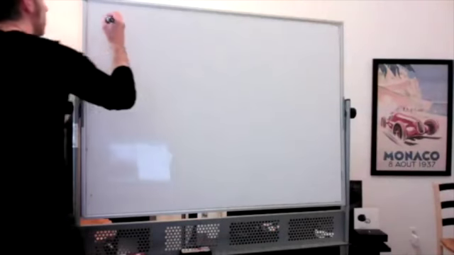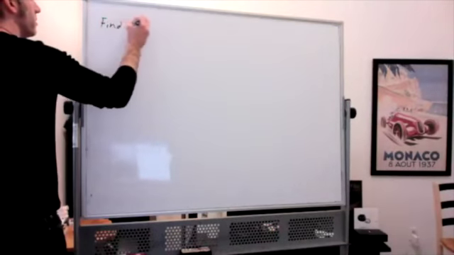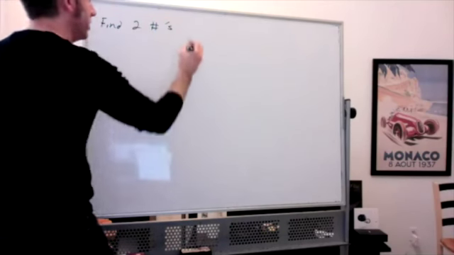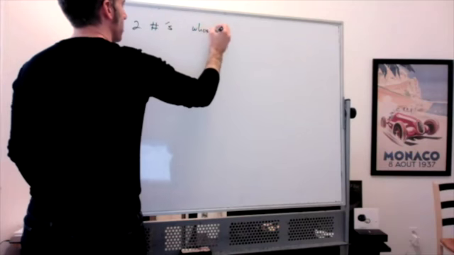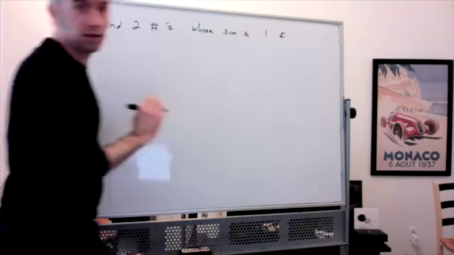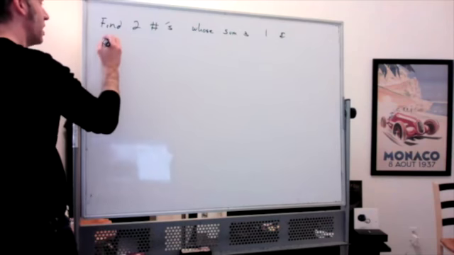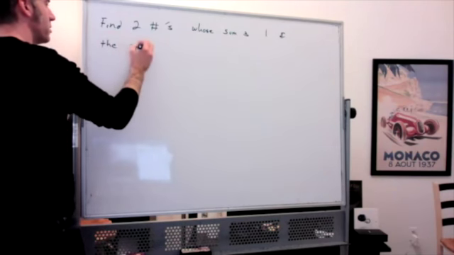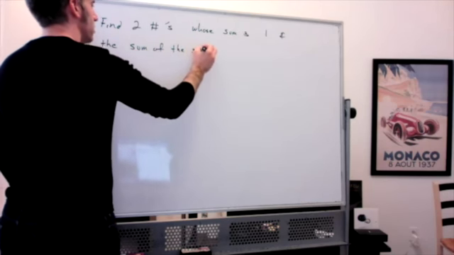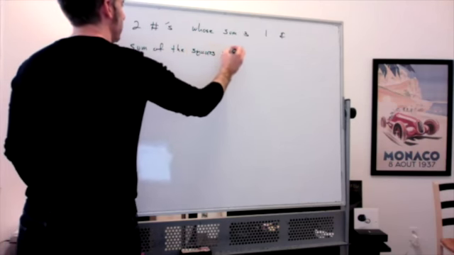Find two numbers whose sum is 1 and the sum of the squares is minimized.